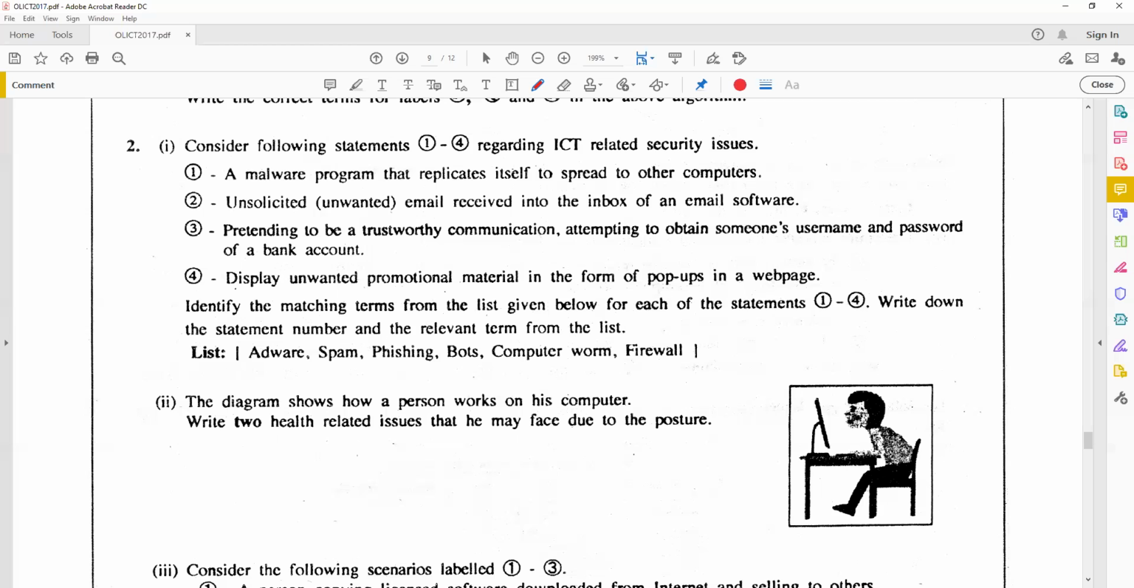Second one, unsolicited, unwanted email received into inbox of an email software. Once you create an email, after some times, you will get a lot of emails from unsolicited, which means you don't expect these to come. Most of the time, these will be advertisements, promotions, and so on. So we normally call they are spam emails. So the answer is spam.